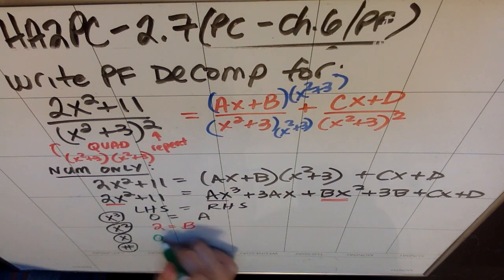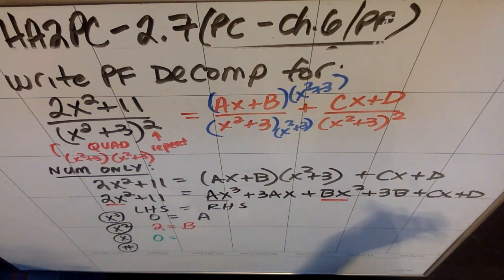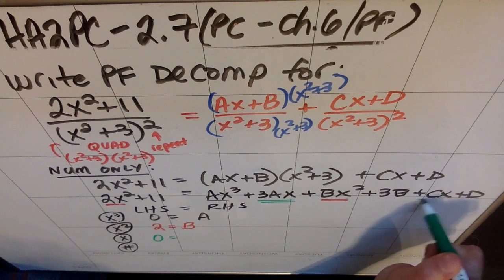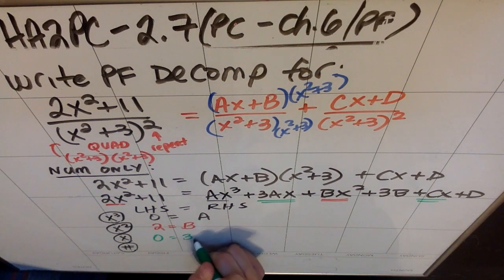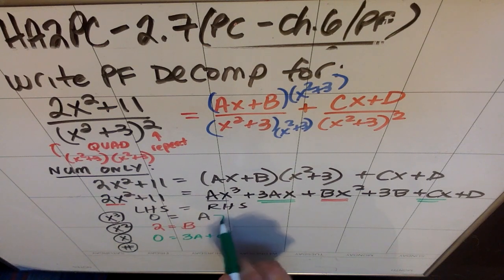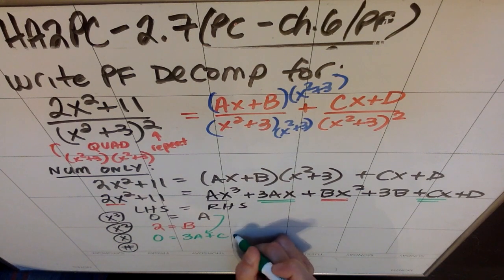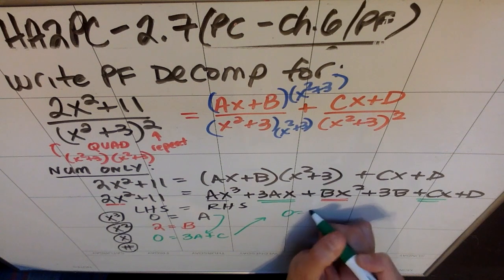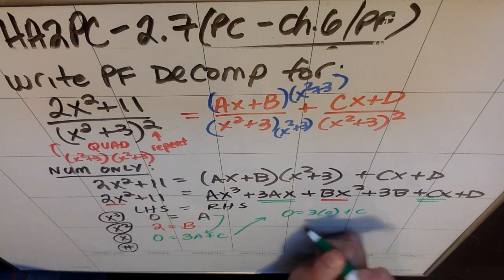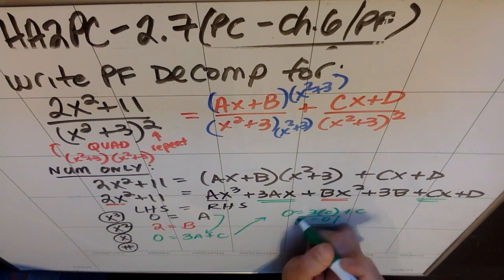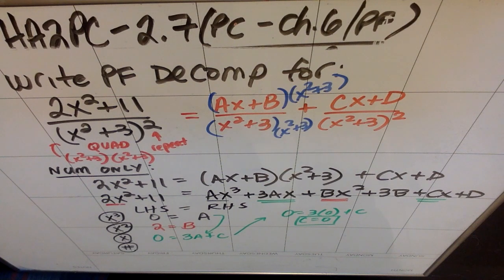Now we look at the x terms. Well, there are no x terms on the left-hand side. There's none. And on the right-hand side, there are 3ax and cx. So 0 has to equal 3a plus c, right? Well, I already know a, so I can find c. That means that 0 equals 3 times 0 plus c. Oh, look, my c is also 0. So very quickly, I found a, b, and c.